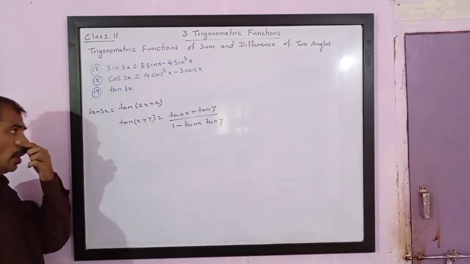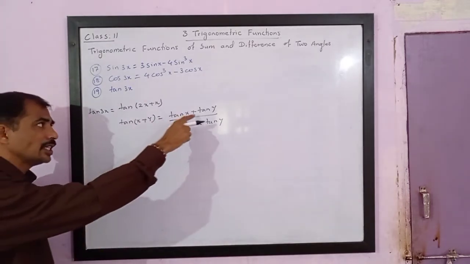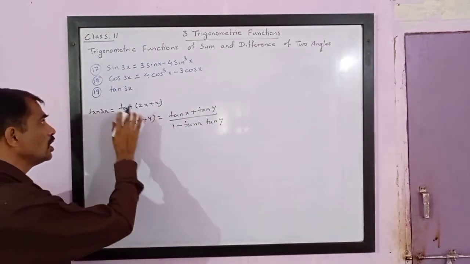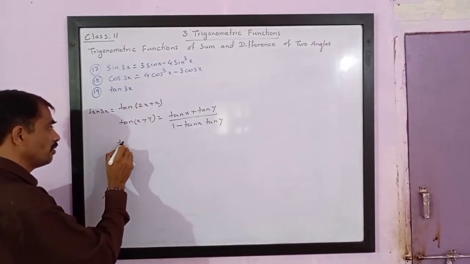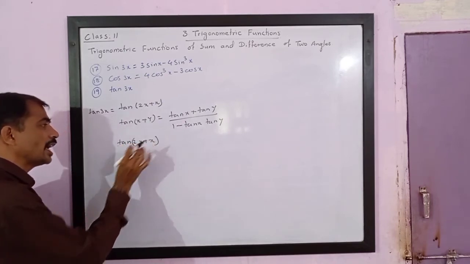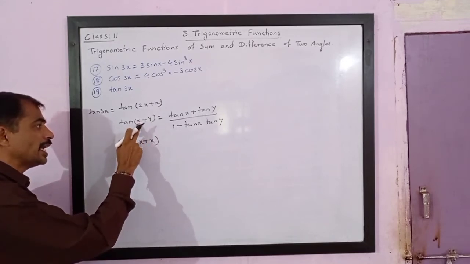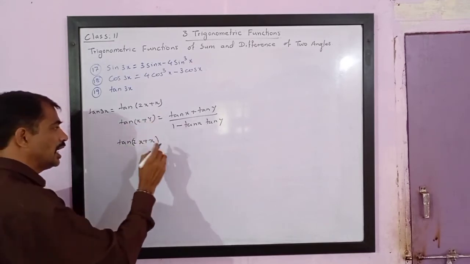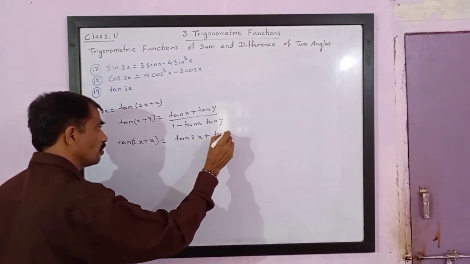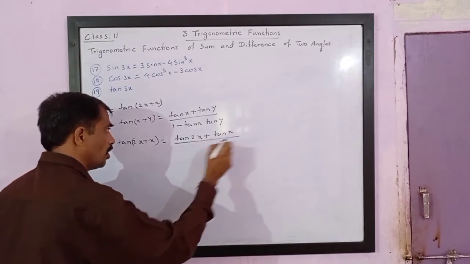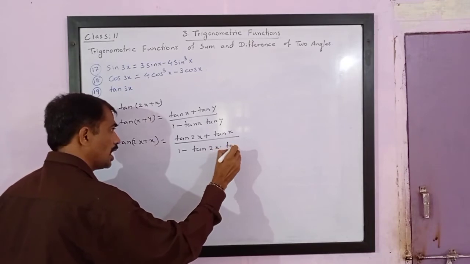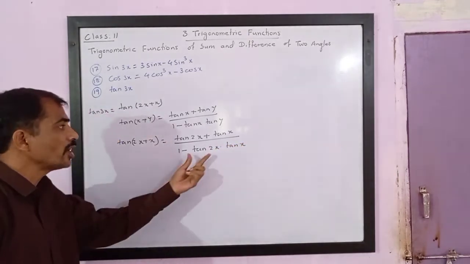I have already told you how to remember this. If it is plus, plus here, it becomes minus, opposite sign at the denominator. So for tan(2x + x) we have tan(2x + x). Please note here the first angle is 2x, the second angle is x. So replace x by 2x and y by x. You will get this is equal to tan 2x plus tan x upon 1 minus tan 2x into tan x.